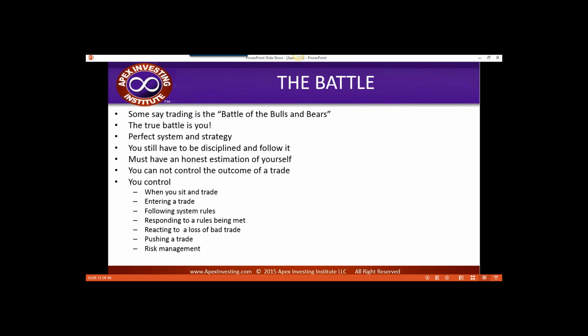You cannot control the outcome of a trade. None of us know when we press that button to enter a trade. Is the market going up? Is the market going down? Is the market going to go flat? Is it going to chop on us and kick us out? We can't control the outcome, but we can control us ever getting in that trade. That's what we do have control of.